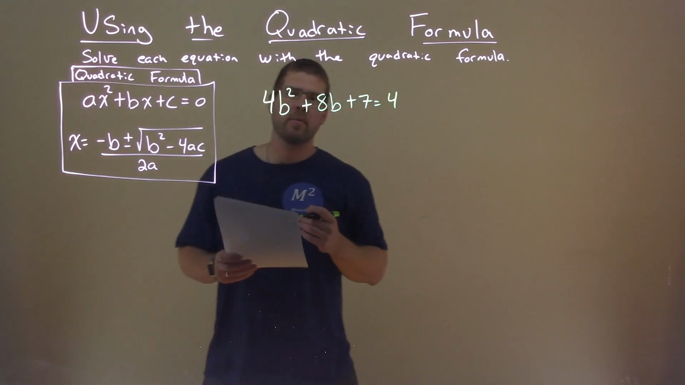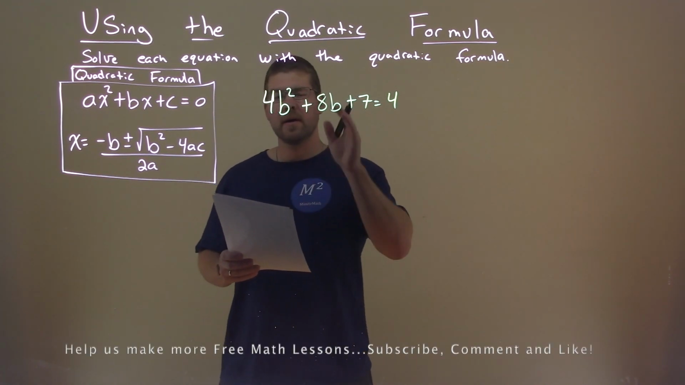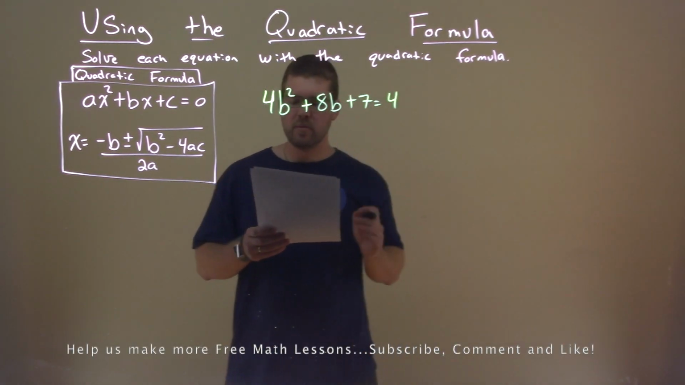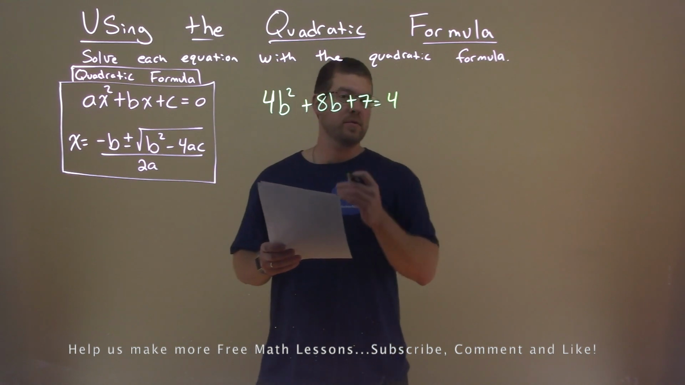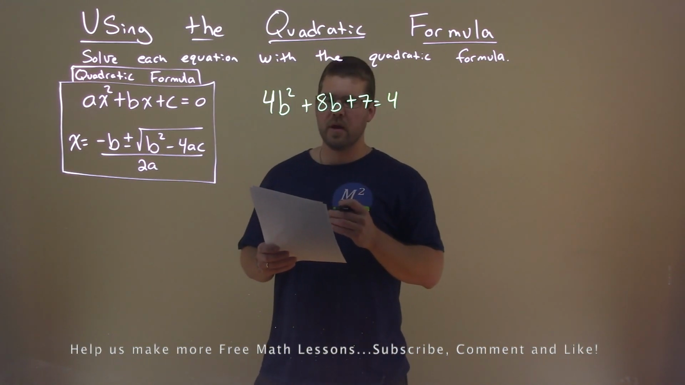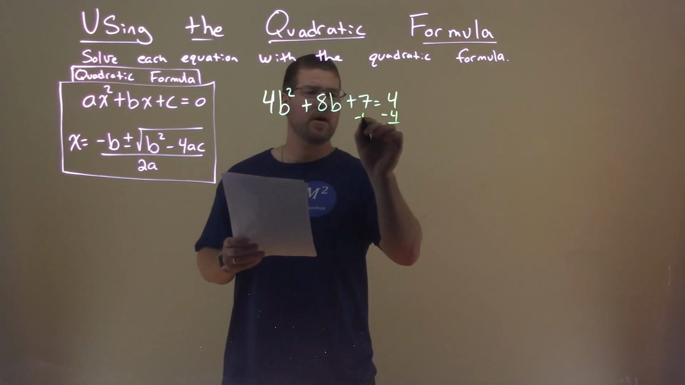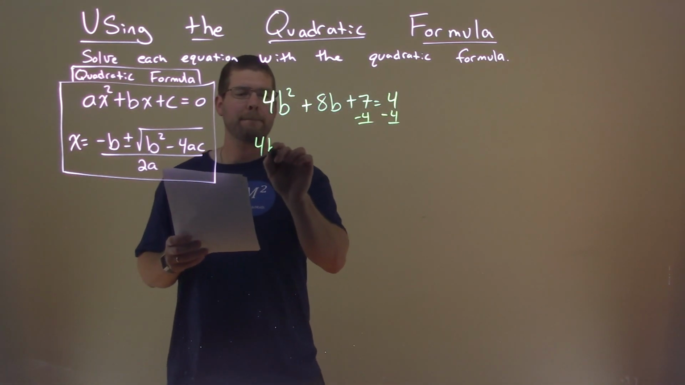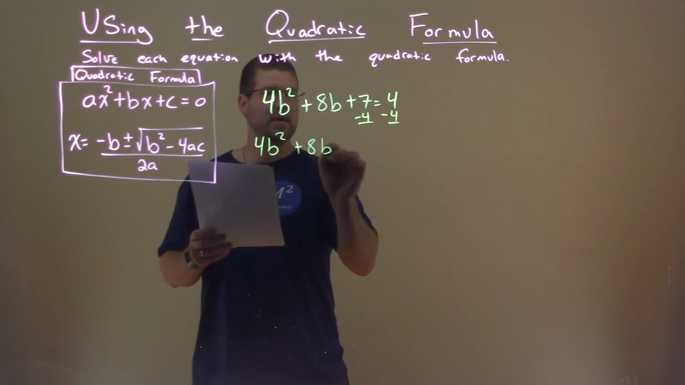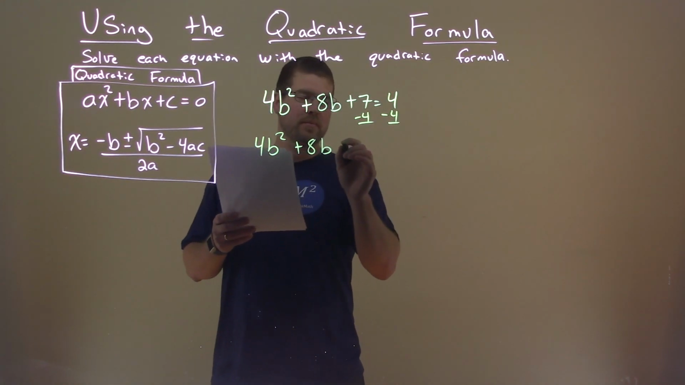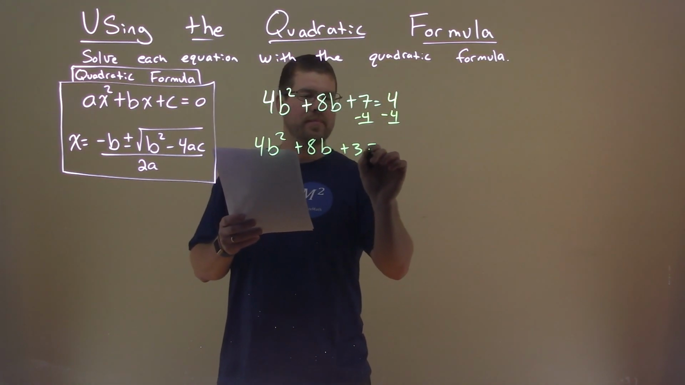We're given this problem right here, 4b squared plus 8b plus 7 equals 4, and we want to solve using the quadratic formula. Well, I have to have this equation equal to 0, so I'm going to subtract 4 from both sides, and we're left with 4b squared plus 8b, and then positive 7 minus 4 is 3.